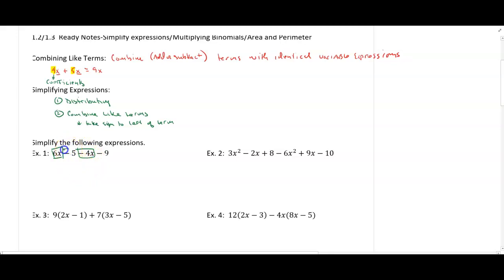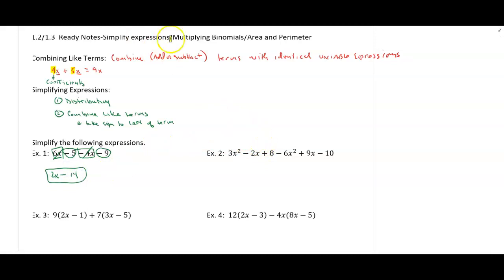Now I'm going to move on to another shape. Negative 5 is going to get a circle. Negative 9 is going to get a circle. So now I read this as 6x minus 4x will give me positive 2x. I like to cross them out to let myself know I used them. Then negative 5 minus 9 is minus 14. And we are done. Okay?